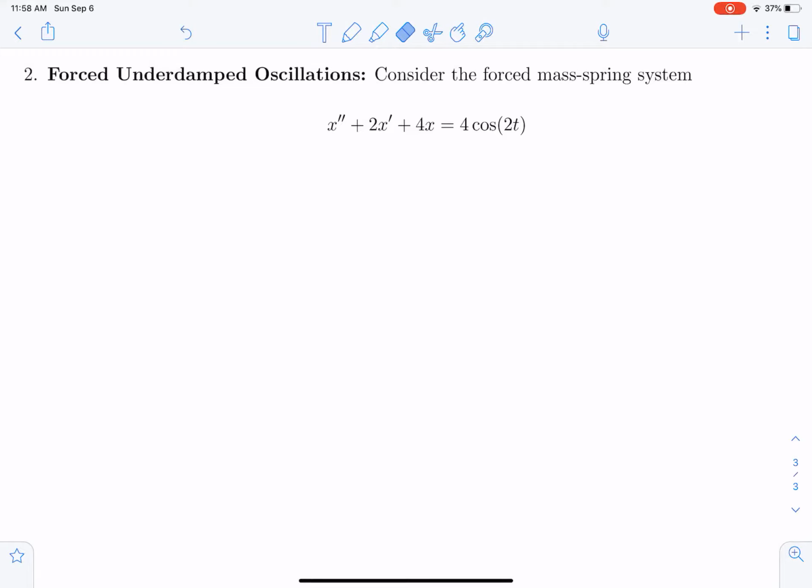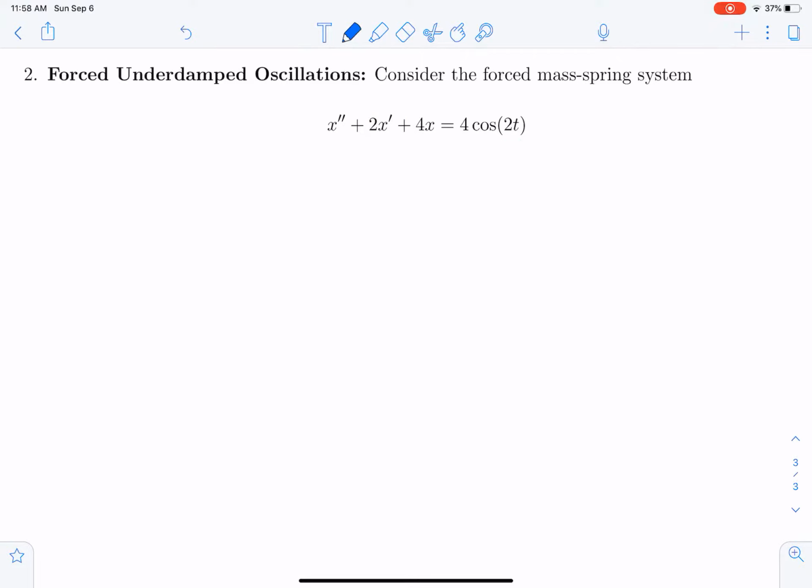We will now consider a final example with forced oscillations, but now we're going to add some damping. So we're going to consider the forced mass spring system x double prime plus 2x prime plus 4x equals 4 cosine 2t. Now we're going to drive the system at a natural frequency of 2, which would have been the natural frequency of this system if we had not added this damping term. So this is the same as the example in the previous video, except for now I've added the damping.